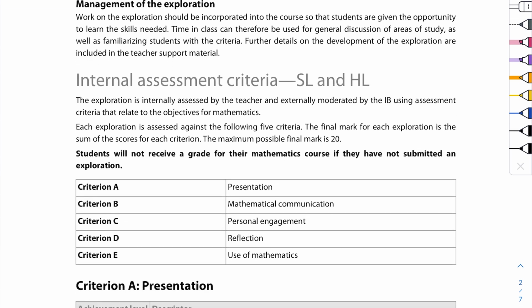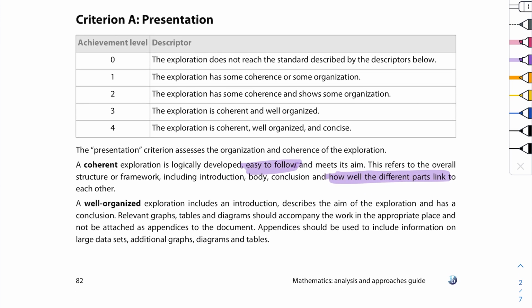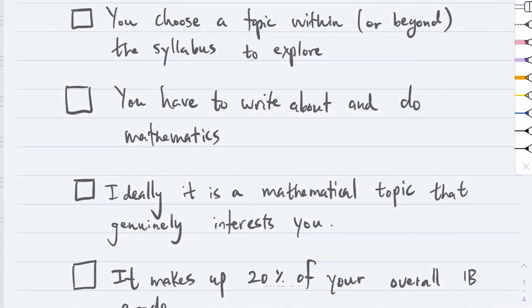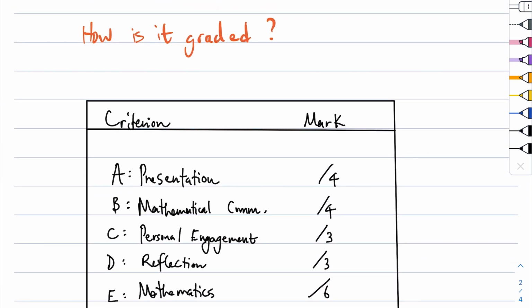Okay, so I'm not going to read all that. I want to just go over the grading scheme. Actually, before I go over the grading scheme, I want to give you an overview of the grading scheme. So here's how the IA is graded. It's made up of these 5 components. You can see presentation 4 marks, mathematical communication 4 marks, personal engagement 3 marks, reflection 3 marks, mathematics 6 marks.